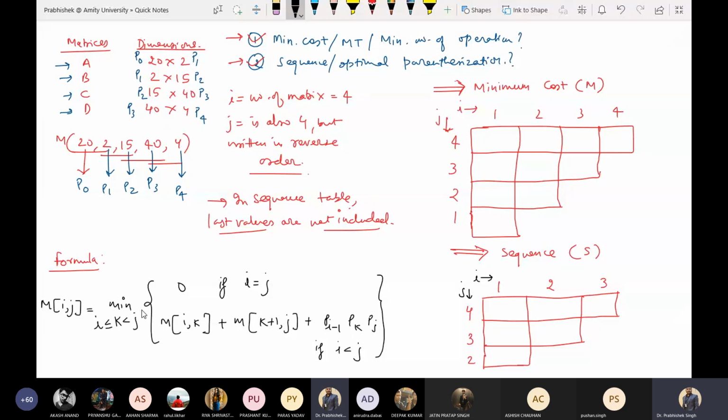One thing more, please take a snapshot of this screen, because I will be regularly updating this minimum cost table and sequence table, filling all these blanks using this formula. It will be difficult for me to write this formula again and again on a new page. So please write this formula somewhere in your copy, or just take a screenshot of the screen and save it somewhere, so that you have the formula.